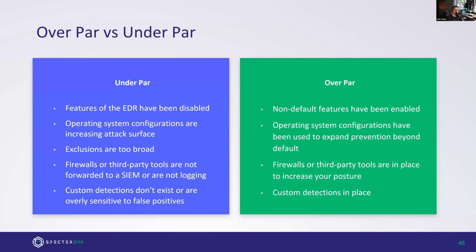And then if you were over par, that means you've enabled non-default features like removing SeDebugPrivilege from standard users. You've used configurations like LDAP signing to strengthen your security posture, or you're completely blocking WMI communication between hosts with a third-party firewall or some other tool, and you have custom detections in place.